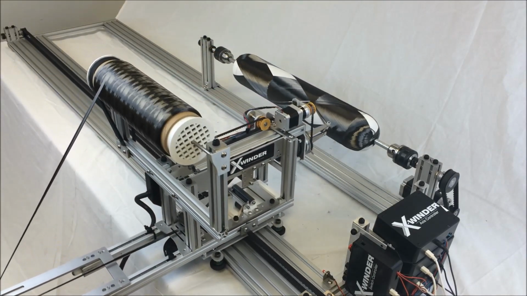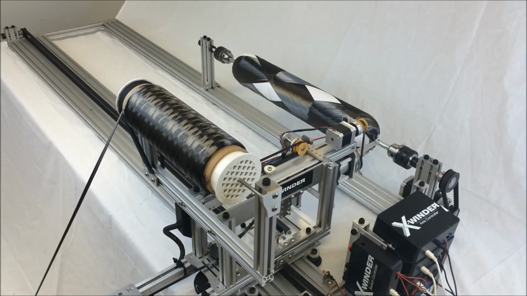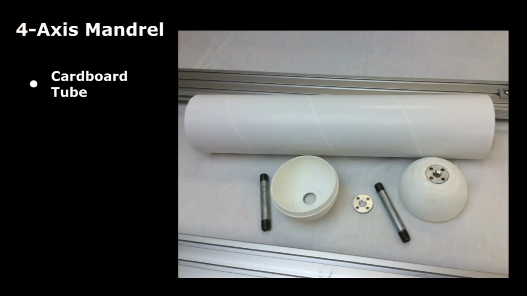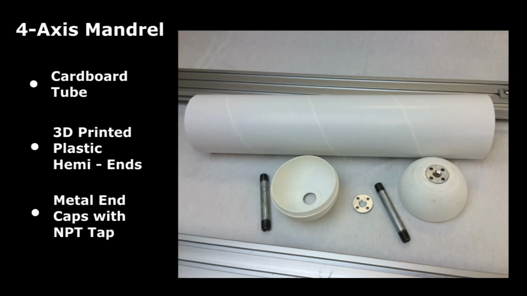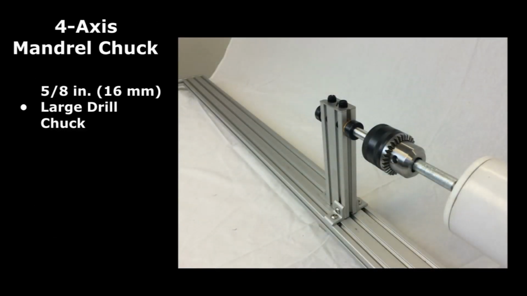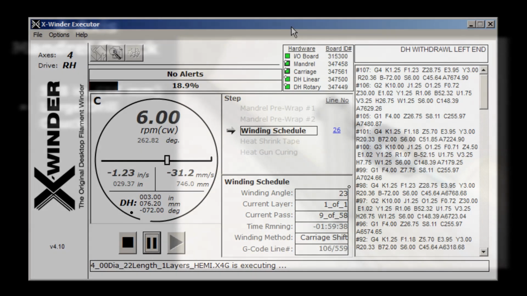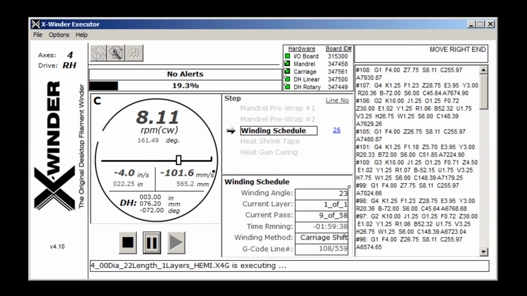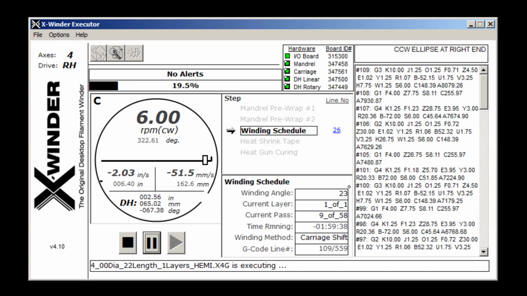For this particular winding, the mandrel has been constructed from an ordinary cardboard tube with 3D-printed ABS plastic hemispherical ends which have embedded metal end caps. The metal end caps are center-tapped, allowing for easy mounting into the larger capacity drill chucks. During the build process, the X-winder software is displaying each line of G-code as it executes in real time and the speed and position of each of the four axes.